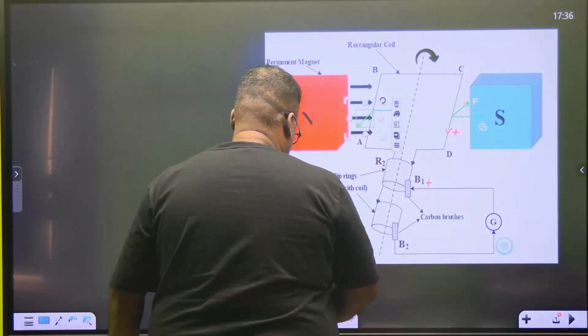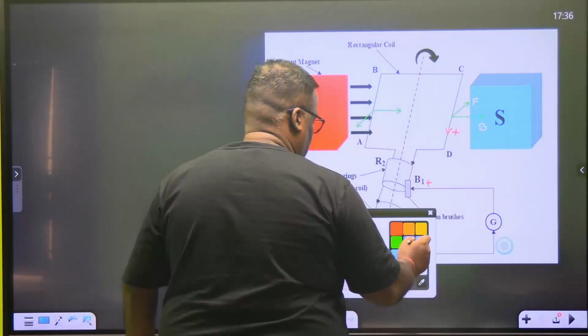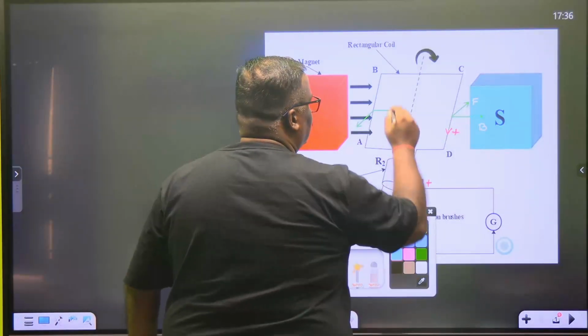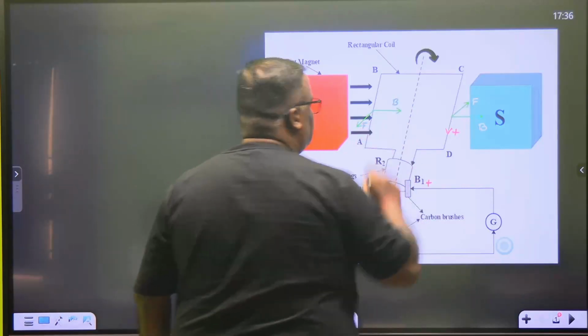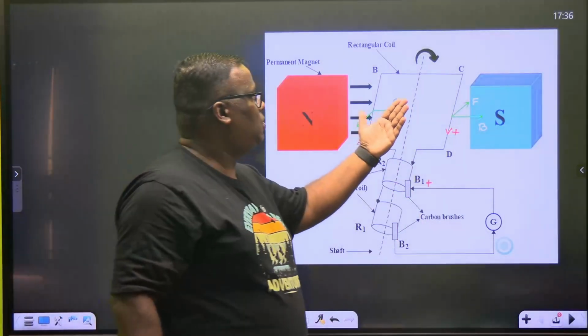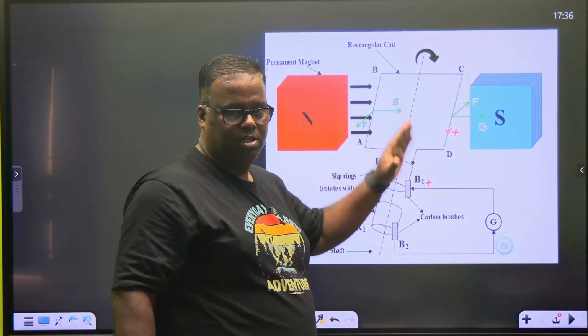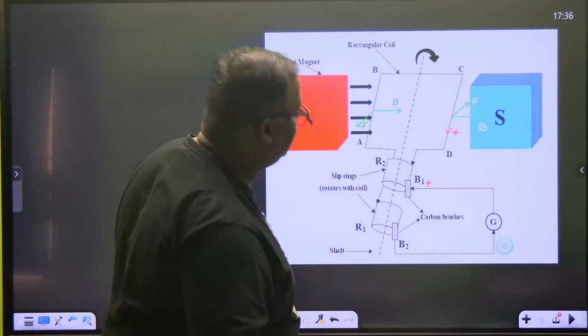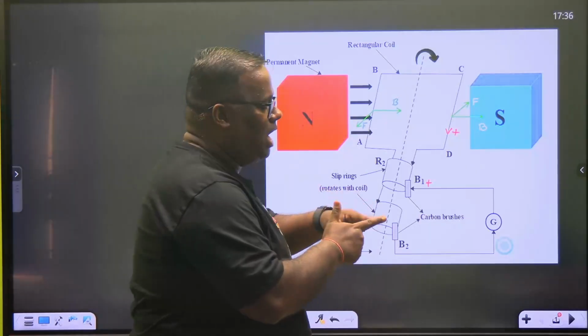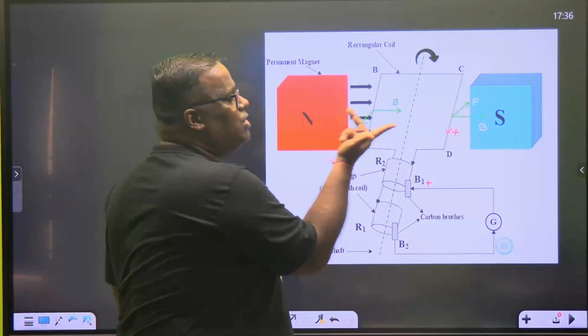Right. So if this is B, then this is F. Is this understood? This one goes inside means this one comes outside. Clear? So let's have a look at the right hand theory once again. My FBI, my B is in this direction, F is coming outwards.